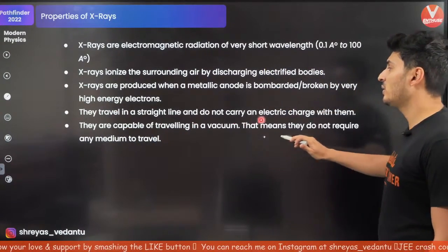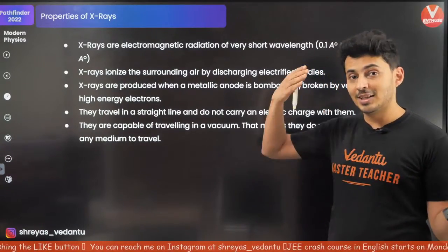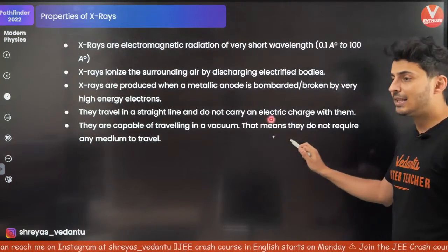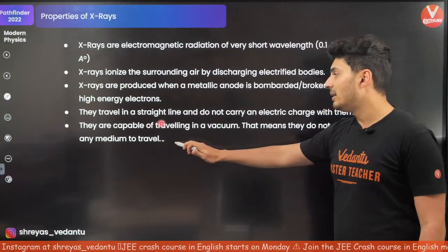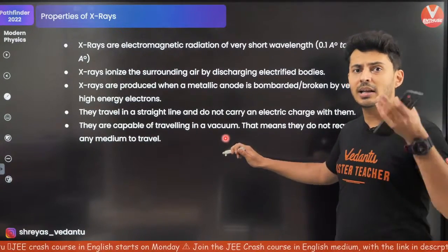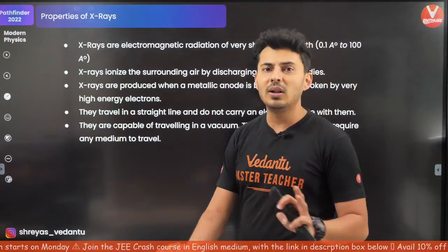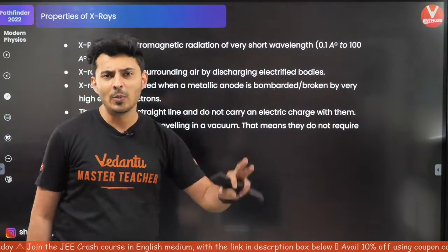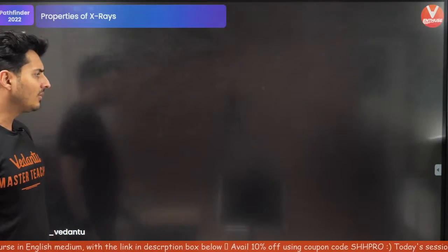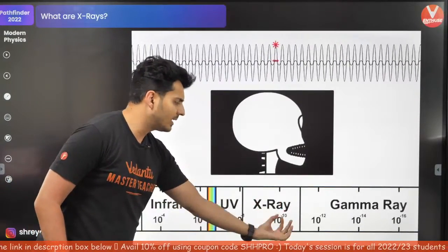Also, they follow all properties of light. That means they will travel in a straight line. They will also get diffracted if there is an obstruction. Also, they will not have any charge because at the end of the day, they are nothing but photons. And they will be able to travel in vacuum, because light, ultraviolet, gamma rays, or infrared can all travel through vacuum. So basically, they have all the properties of your generic electromagnetic wave. It's just a small spectrum of the entire electromagnetic radiation. Of that entire electromagnetic spectrum, a small part is X-rays.